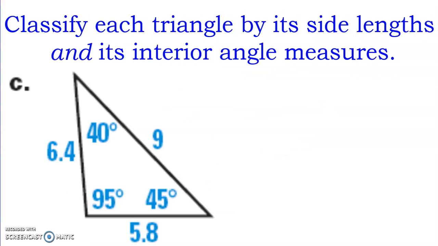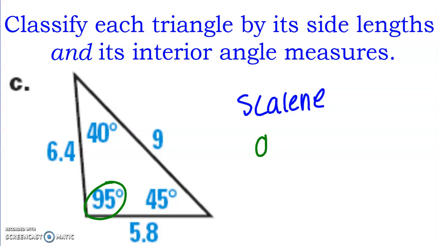Here we have 6.4, 5.8, and 9 for side lengths, which is 3 different measures, so we call this a scalene triangle. And if you look at the angle measures, we have 40, 45, and 95 degrees. 95 degrees is greater than 90, which is an obtuse angle, and therefore this is an obtuse triangle.